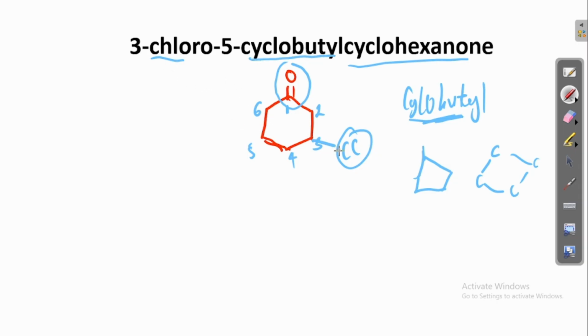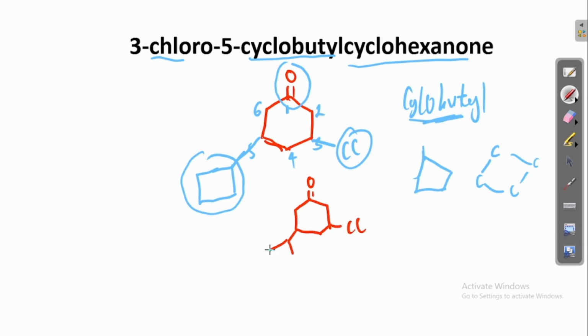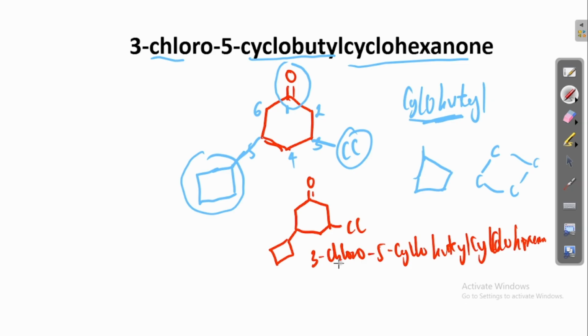As chlorine is attached to carbon number 3, cyclobutyl is attached to carbon number 5. So you look at carbon number 5 here. This one is a substituent. If you want to draw it very well, it's going to be like this. Here we have chlorine, and here we have this one. So this is the name: 3-chloro-5-cyclobutylcyclohexanol. Sorry if I did not write this very well. Do you understand? That is it.